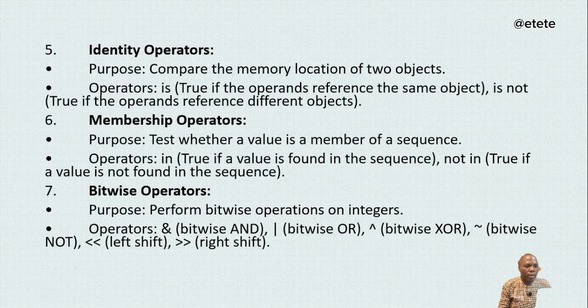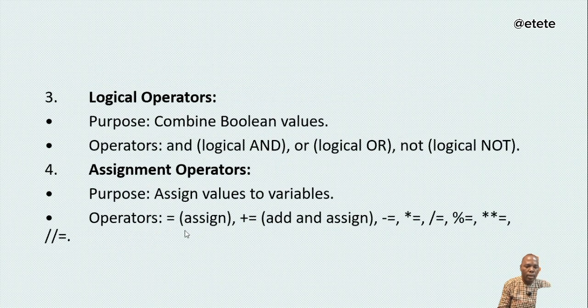Now, we want to look at the identity operators, membership operators, and bitwise operators. Before then, the assignment operators I told you about are augmented operators, where you're combining an assignment operator and arithmetic operators. They combine two operators together to give you a calculation in your source code.